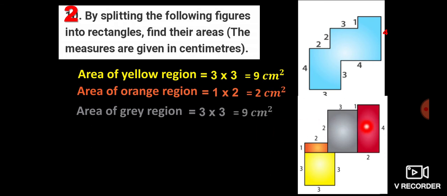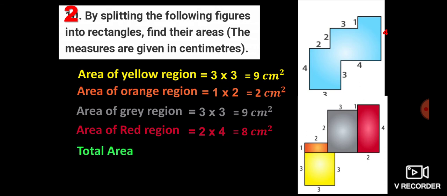Next, let's move to our red color. This is 4 and 2 because this is half. When we cut through this line, this is the half of 4. That is 4 into 2 or 2 into 4, that's equal to 8. Next step, we have to add these 4 measurements. Total area equal to 9 plus 2 plus 9 plus 8. Total is 28 centimeter square. Dear students, this is a new question for you. So you watch this video again and again, then only you can understand it well.